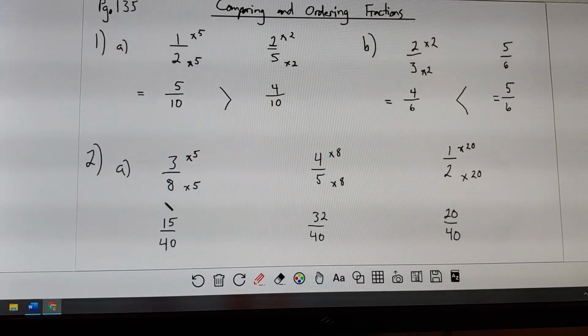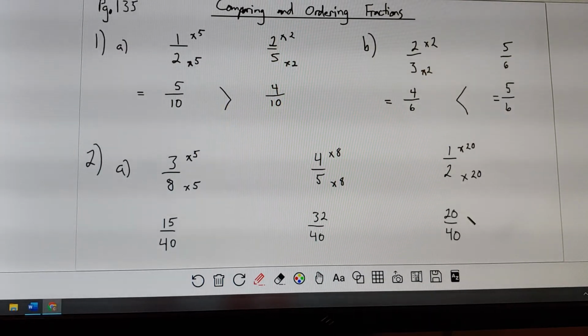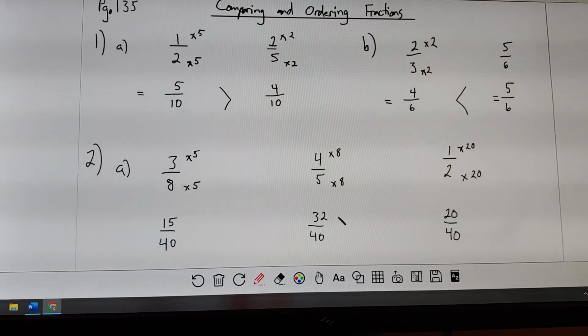3/8 would be the smallest. 1/2 would be in the middle. Get it? A half in the middle? Oh man. Oh, how do they come up with this stuff? That's just great.